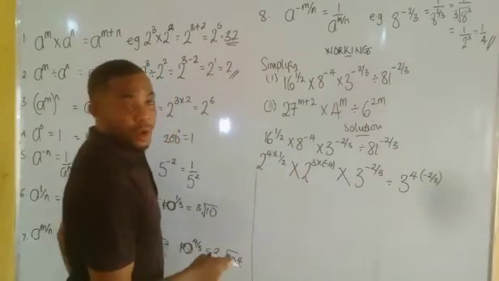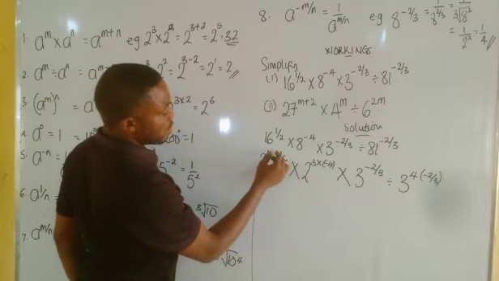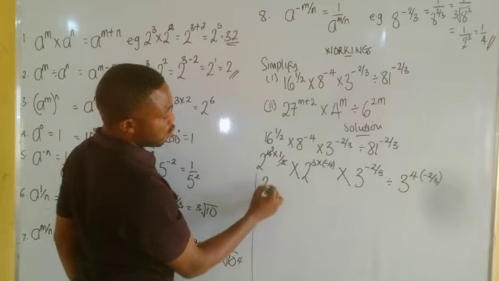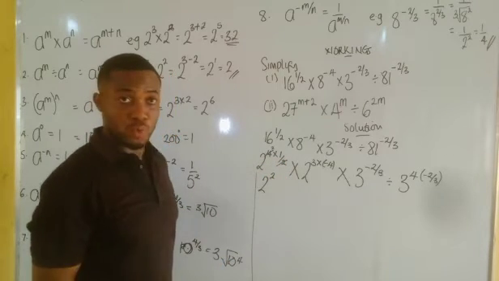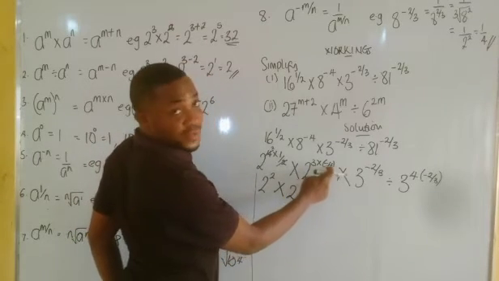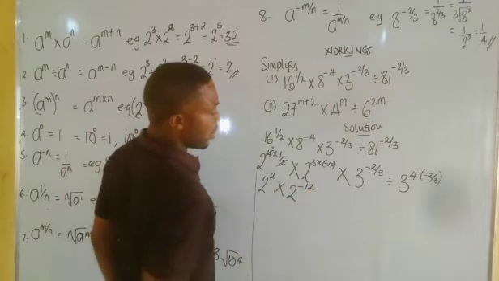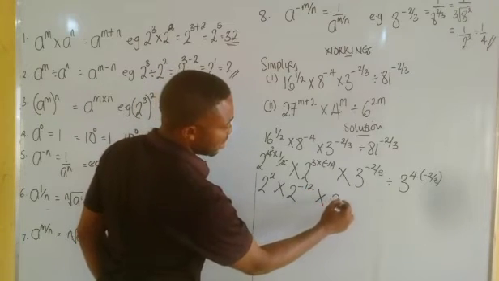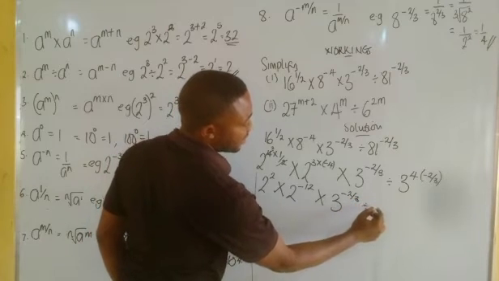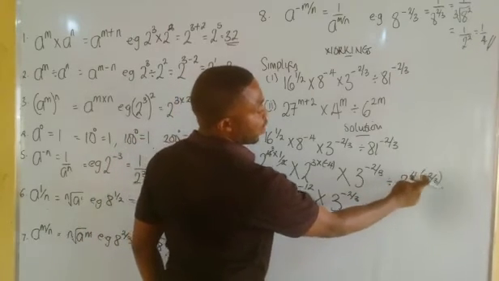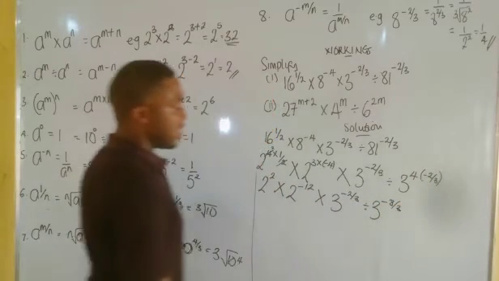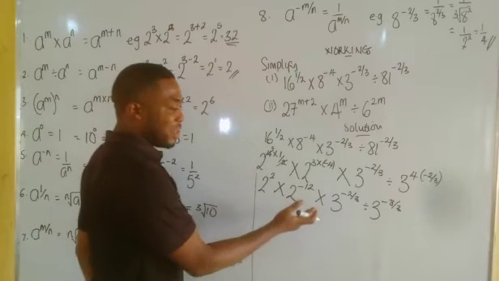So if we solve further, the 2 cancelled 4, we have 2 here. So 2 times 1. So what we have here is what? 2 raised to the power 2 times 2 raised to the power 3 times minus 4 will give us minus 12, times 3 raised to the power minus 2 over 3 divided by 3 raised to the power 4 times minus 2 will give us minus 8 over 3. So you see, we can now simplify.